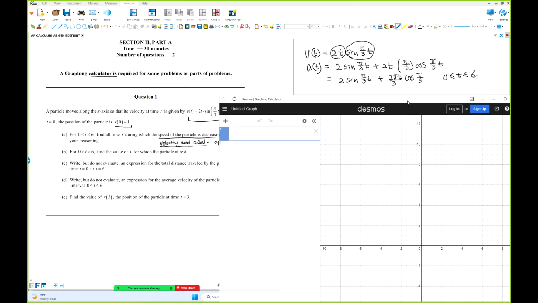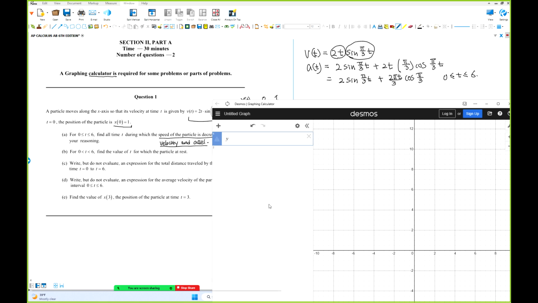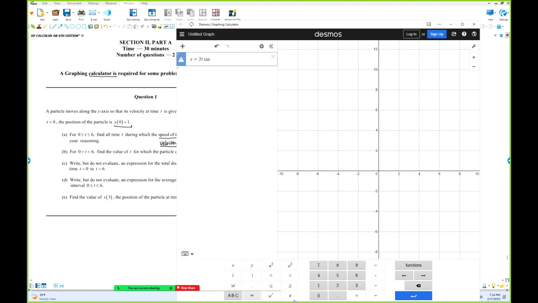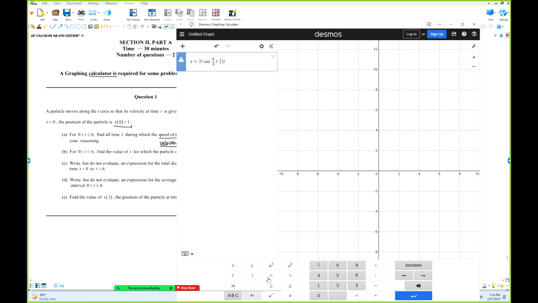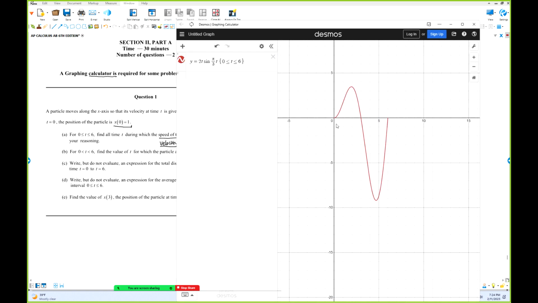Okay, I'm going to make a graph here. First one is velocity first. This is the velocity. Y equals what? 2t times sine pi over 3t, okay? Sine pi. Where is the pi? Here, pi over 3 and times t. But in this case, t is only from 0 to 6, right? Okay, 0 to 6 and only this one, okay? Only this part. Okay, that is the graph of the velocity.